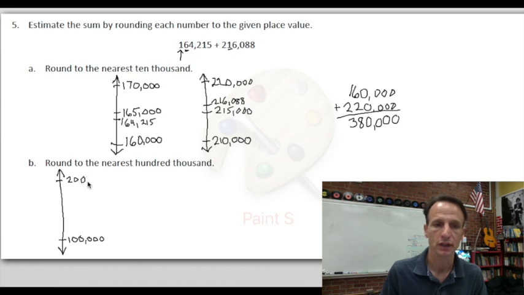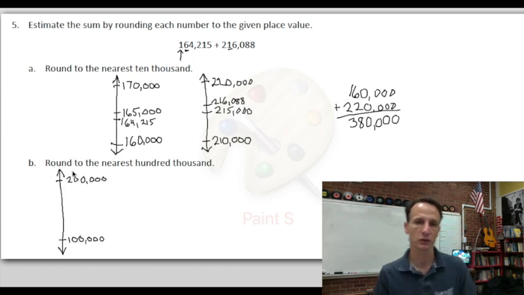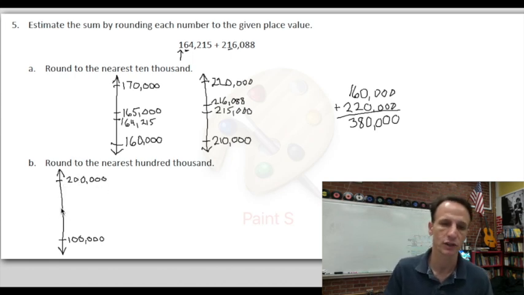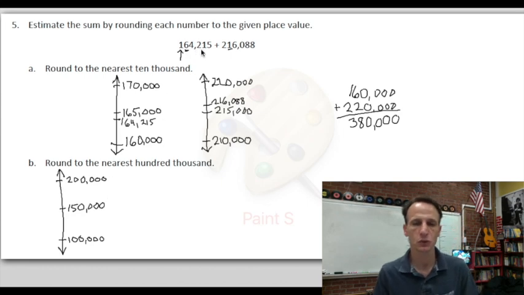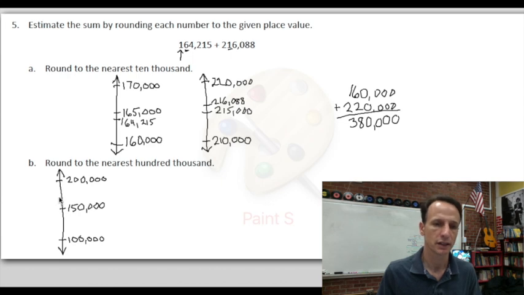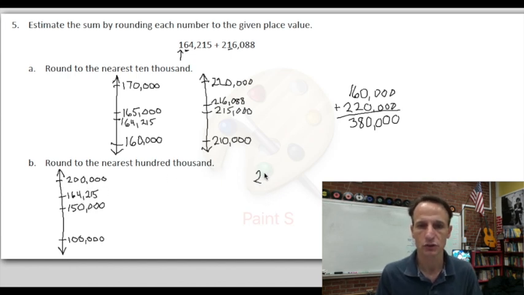200,000, good. And our midpoint would be, that's right, the 50,000 mark between them because we're talking about 100,000, and half of 100 is 50. So it'd be 150, right? 150,000. And where would we place our 164,215 on here? That's right, it'd fall between, so 164,215 falls there. And where would we round? That's right, up to the 200,000.